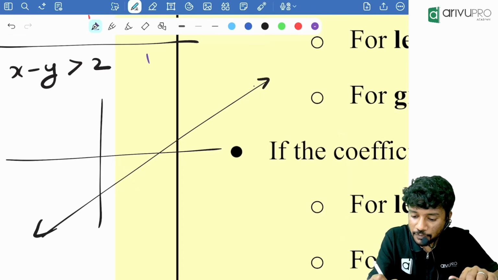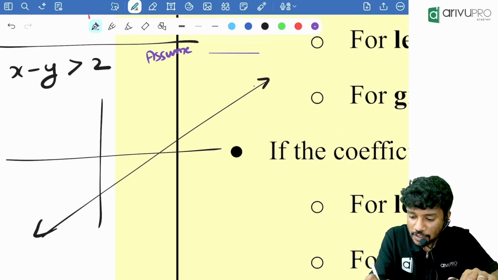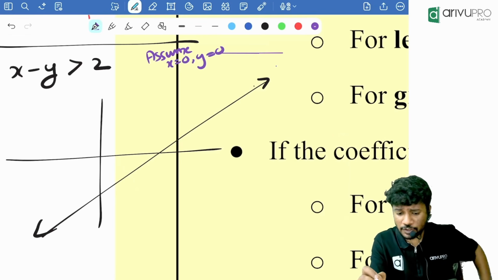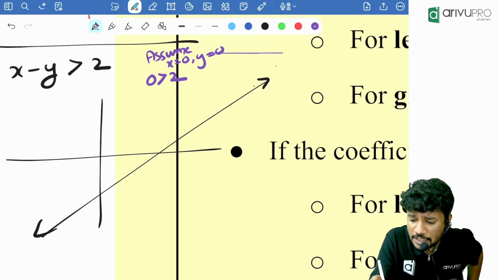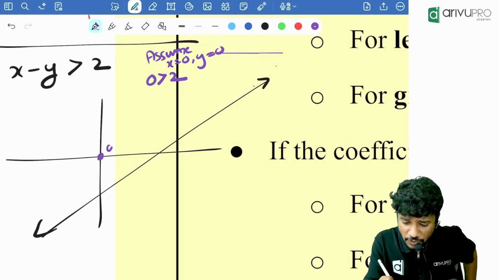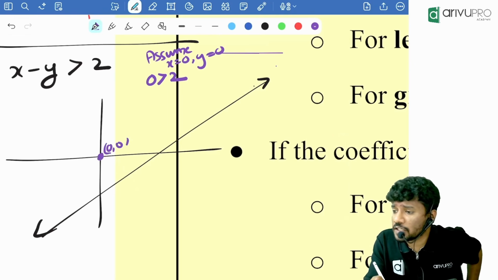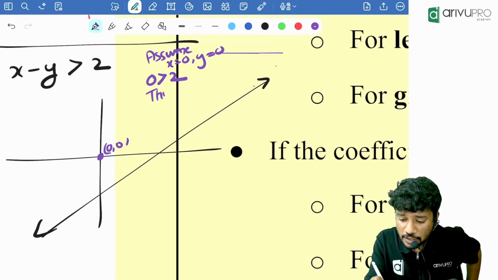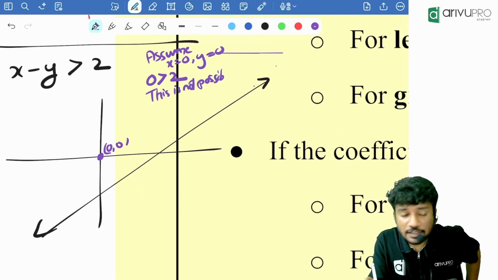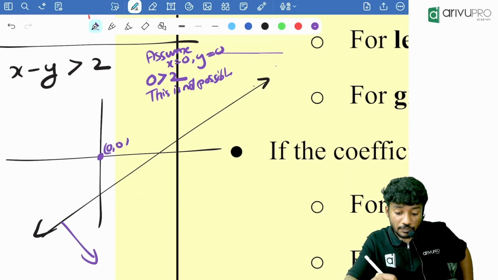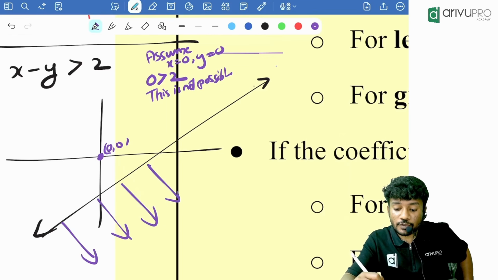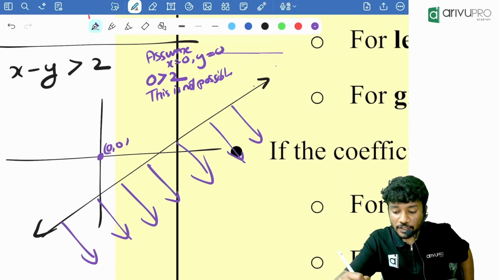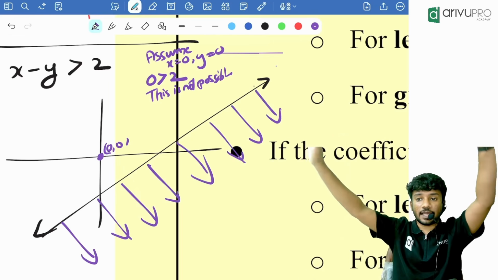We will assume a point. Assume what point? x is equal to 0, y is equal to 0. When you assume x is equal to 0 and y is equal to 0, it means 0 is greater than 2. People, 0 comma 0 is over here. Is this condition correct or not? No, this assumption is wrong. This is not possible. That means the graph will be away from the origin. It is not going towards 0. It is going away from the origin. I hope you are getting the answer.